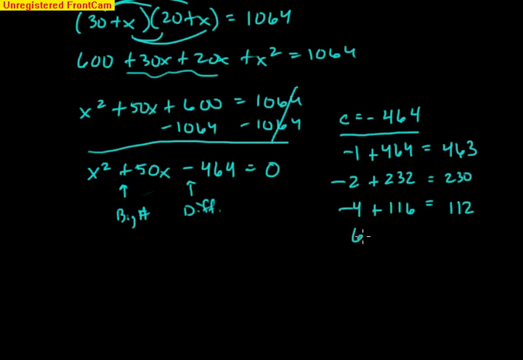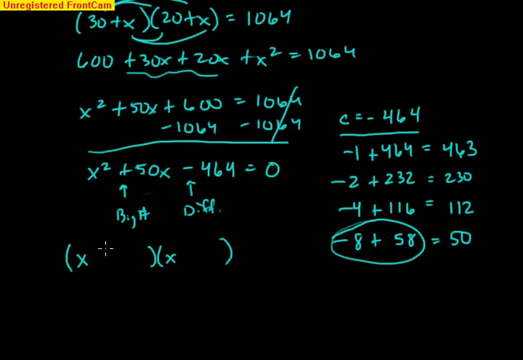5, I don't think so. What about 6? 6 and 70. Nope. 6 doesn't work. 7. Nope. 7 doesn't work. 8. 8 and 58. They work. Bigger number is positive, smaller number is negative, and there's a difference of 50. There we go. There's the magic numbers. Negative 8 and positive 58. So in my parentheses with my x's, go negative 8 and positive 58.